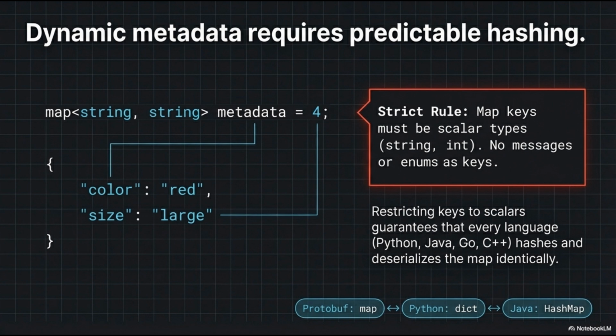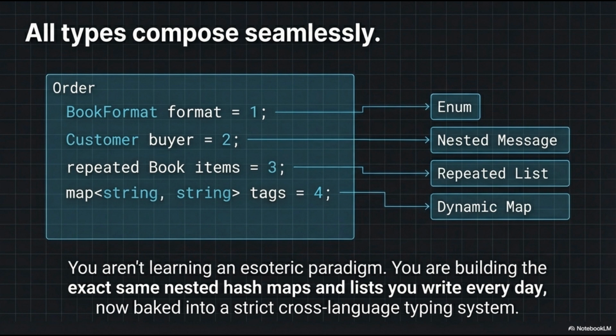What's fascinating here is how seamlessly these Protobuf constructs map directly to the native collections you use every day. You aren't learning a strange, esoteric paradigm. No, it really just feels like standard programming. Exactly. You are using plain text syntax to define the exact same nested hash maps and lists you write in Python or Java. But now they are baked into a strict cross-language typing system.